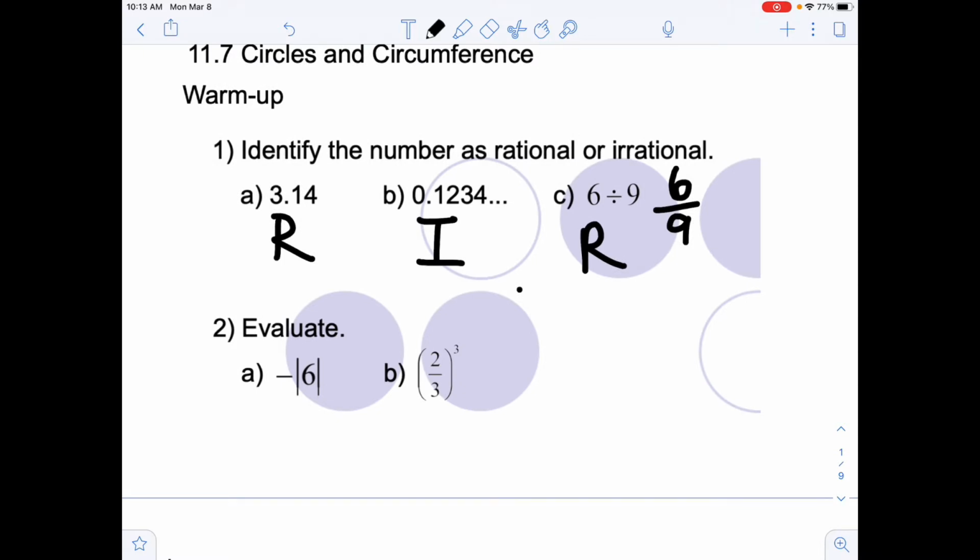Number 2 says to evaluate. A is negative, or the opposite of, the absolute value of 6. Well, the absolute value of 6 is 6. The opposite of that is negative, so negative 6.